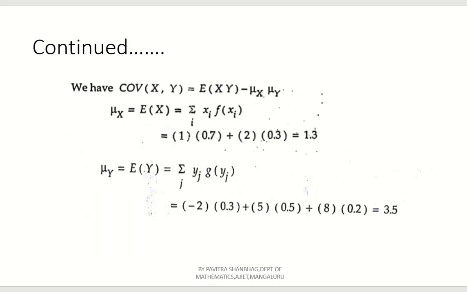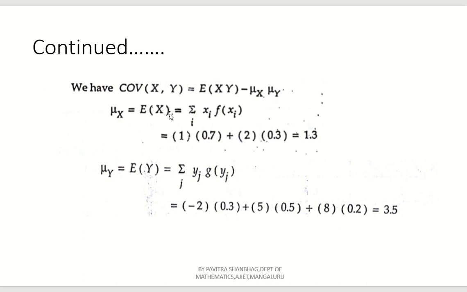Okay, now how to find the covariance? Covariance of XY is nothing but E of XY minus E of X into E of Y, or mu x into mu y. E of XY is the expectation of XY, mu x is the expectation of x, E of X, and mu y is the expectation of y, that is E of Y.